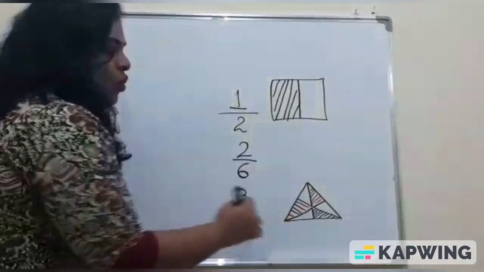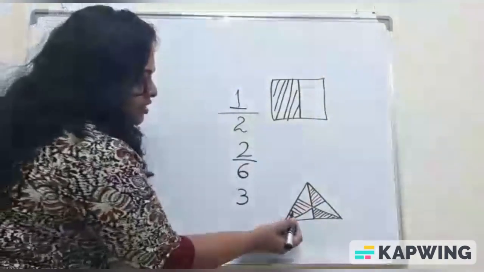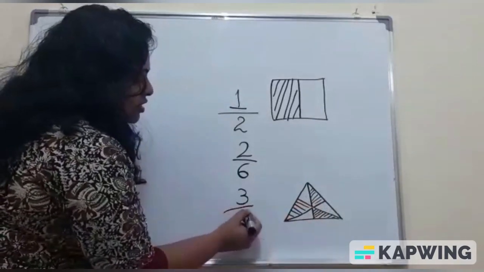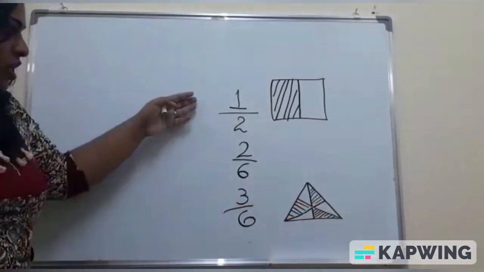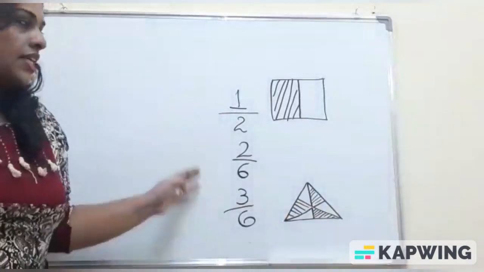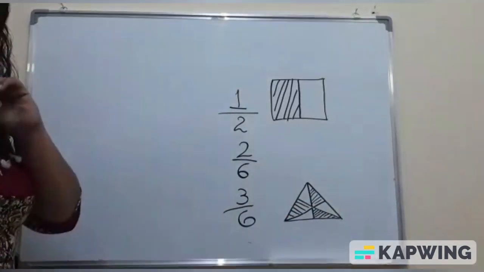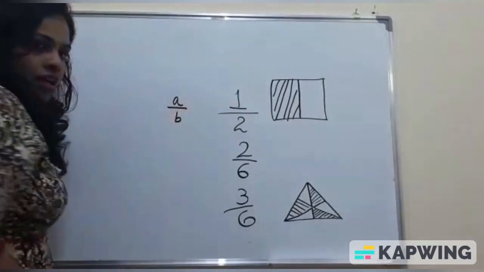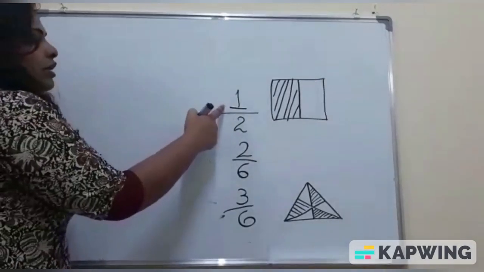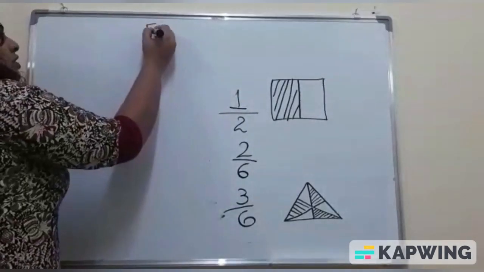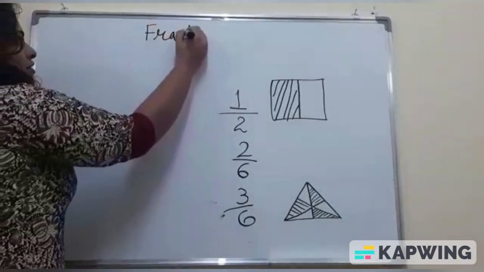Now tell me what is the overall number of parts that I have divided. Let's count. 1, 2, 3, 4, 5, 6. How many? 6. If you see here, I have 1 by 2, 2 by 6 and 3 by 6. What does it represent? It doesn't look similar to a normal number. A number below and above the line is known as, yes students, fractions.